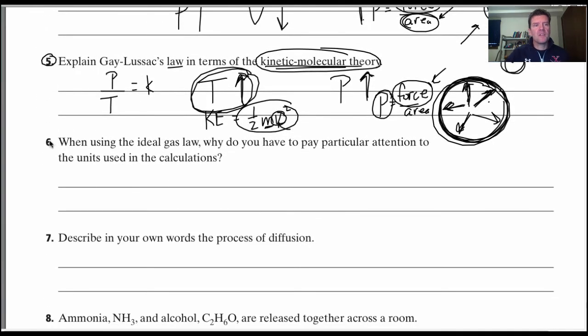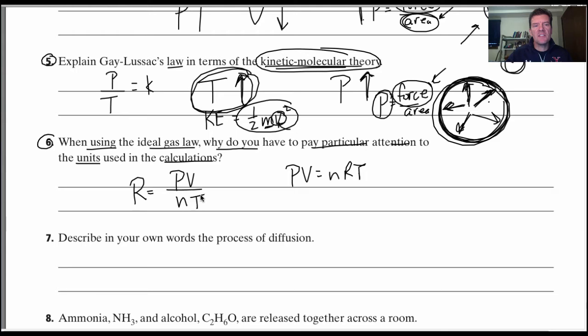Okay? Number 6, when using the ideal gas law, let's talk about that. PV equals nRT. It rhymes. Say it over and over. Why do you have to pay particular attention to the units used in the calculations? Well, that's because this R value, if I solve for R, is equal to PV over nT. Remember, n is always moles. T is always Kelvin. But for volume and pressure, we can use different units.